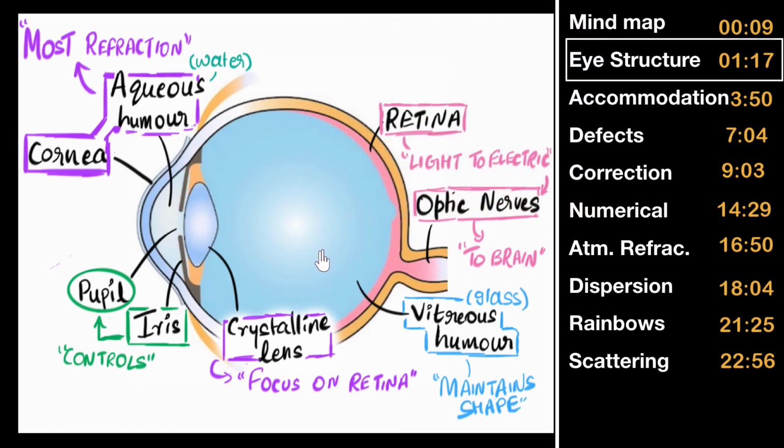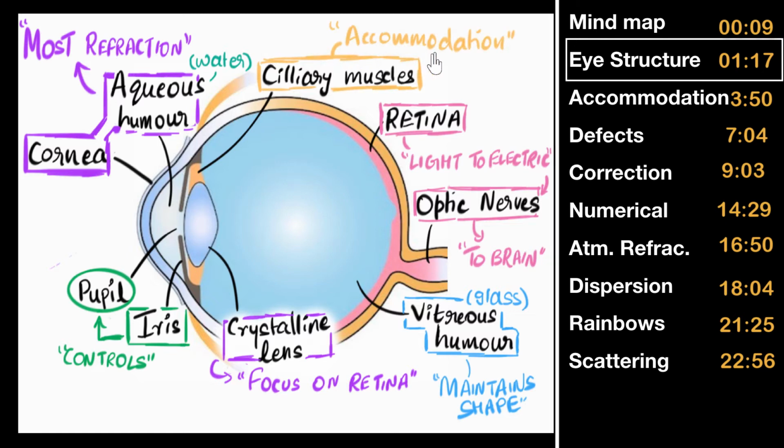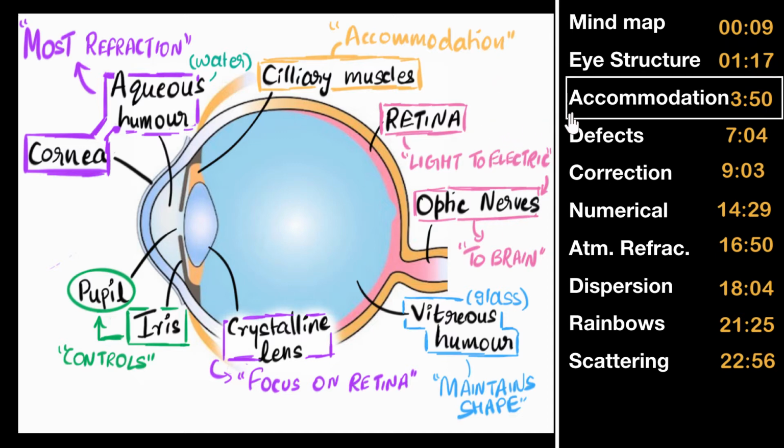That basically helps me. And finally, the muscles that hold our lens, our crystalline lens in place are called the ciliary muscles. And their job is accommodation. Since this function is a little detailed, we'll talk about it separately. And so this now brings us to the next topic, accommodation.